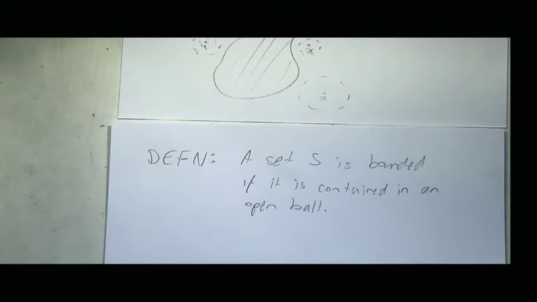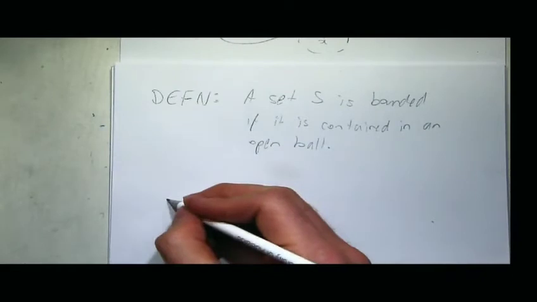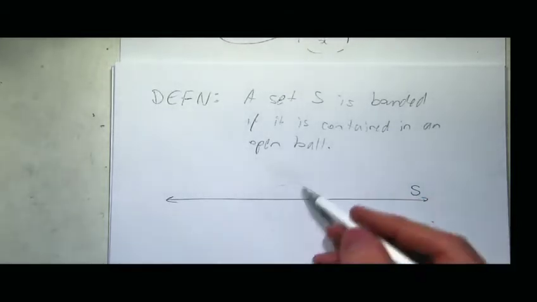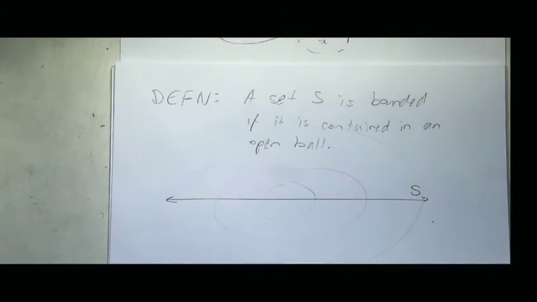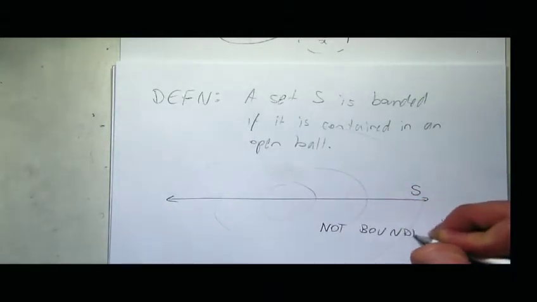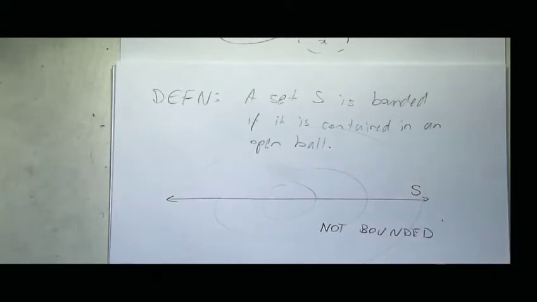It's not bounded. So imagine this straight line here as my set S. I could pick a ball here, but it wouldn't cover all of it. I could pick a ball here, it wouldn't cover all of it. No matter which ball I picked, it would never cover the whole of the set, so it's not bounded. That's the definition of bounded and not bounded.